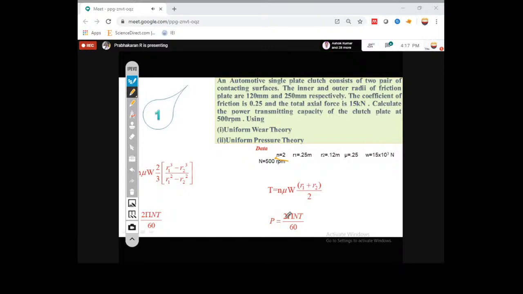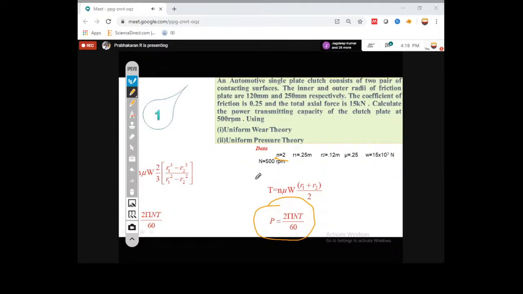We know the simple formula: power equals 2 pi N T by 60. Here 2 pi and 60 are constants, and N is the RPM. Here 500 is the RPM. We have to find out the power, so we want to find the torque. The only unknown factor is the torque. If you find the torque, definitely we can find the power.